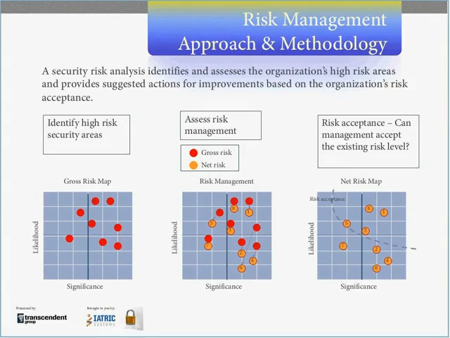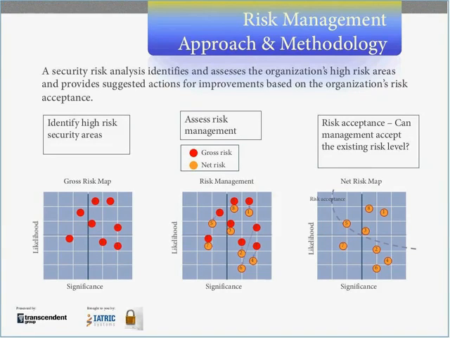So now we've defined the scope. Let's look into the methodology, how to actually perform the risk assessment. The execution of an IT security risk assessment is relatively straightforward, as you see in this three-phased approach. First, you see on the far left side, the gross risk map. First, you need to identify your organization's IT security risks and evaluate the business impact. What's the significance and what's the likelihood of, for example, the risk of a disaster, a fire.